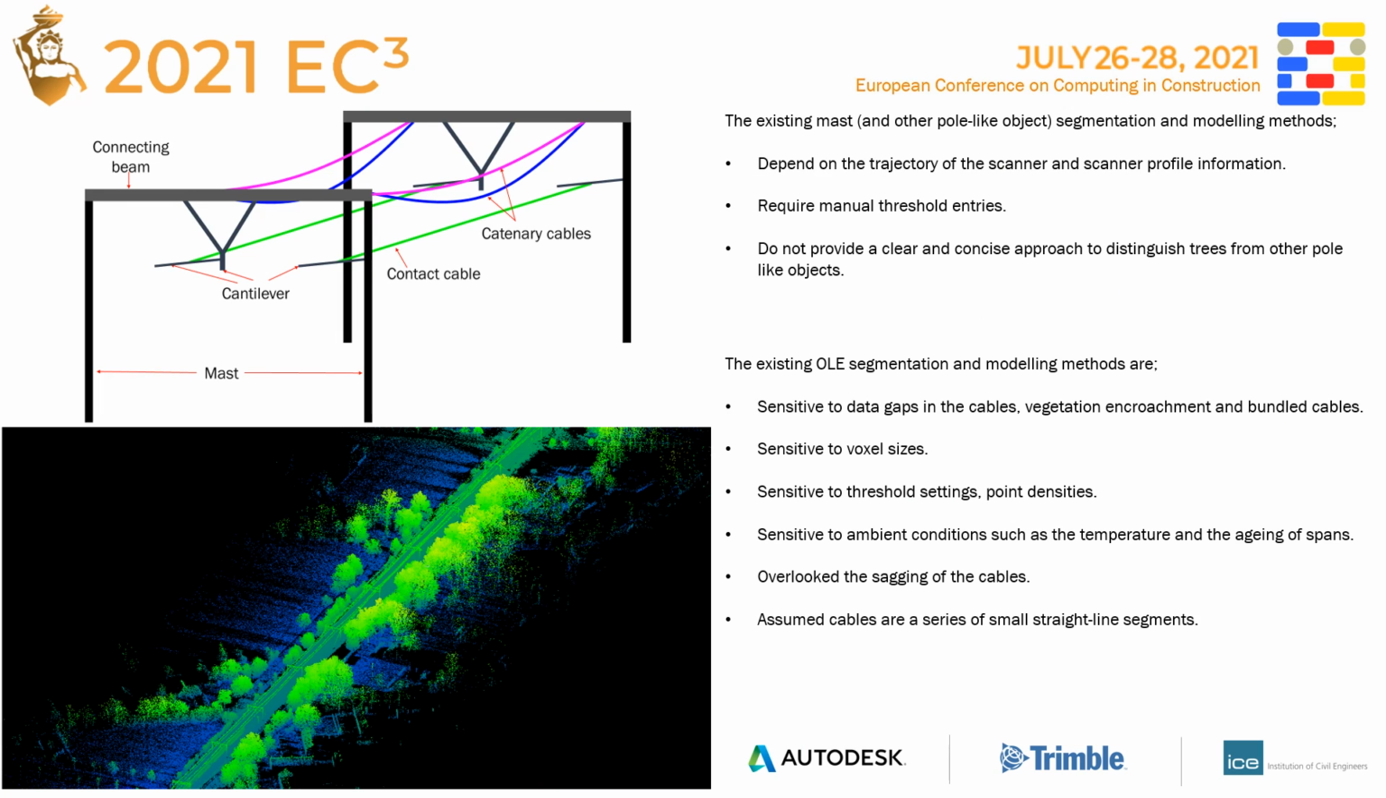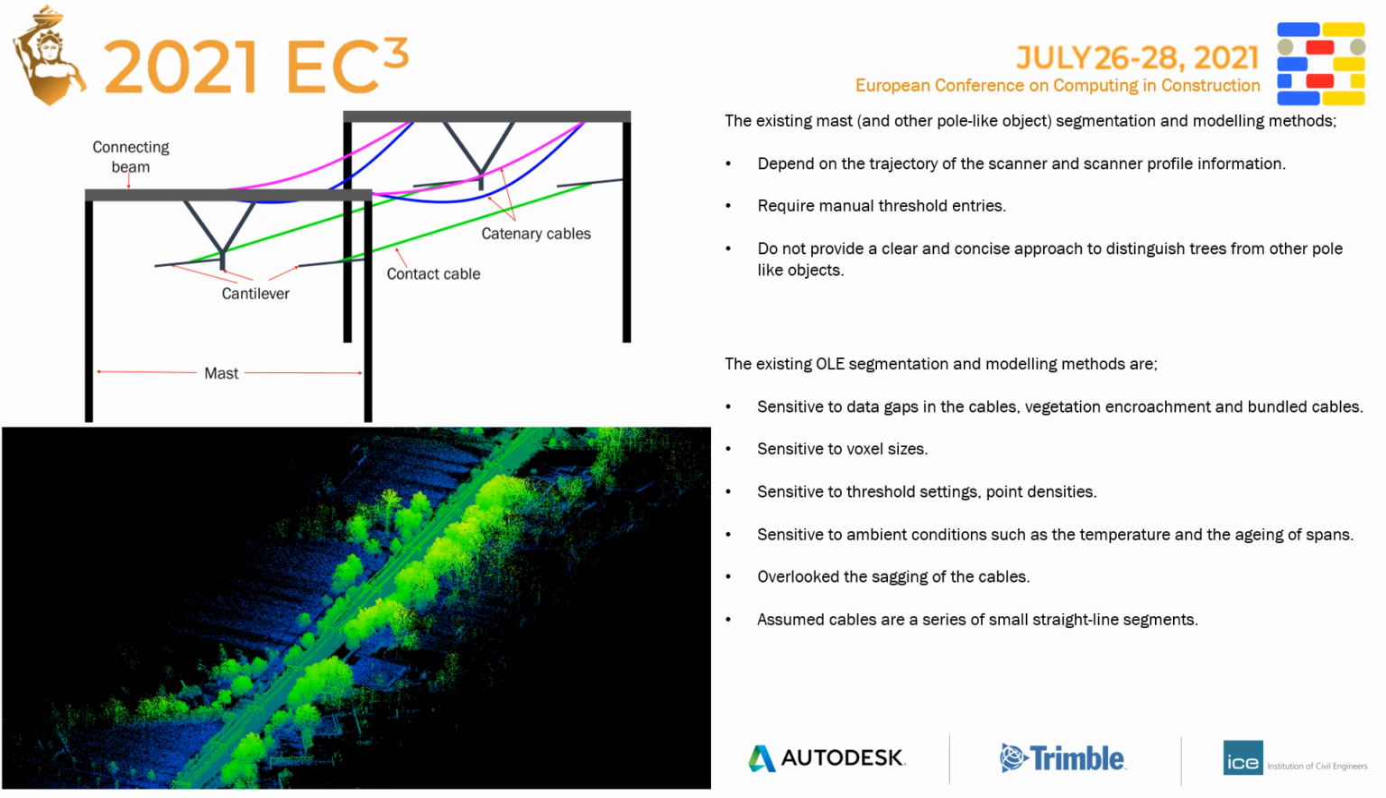Prior to defining the objectives of the research, we analyzed the existing railway element segmentation and modeling methods. For masts, we considered pole segmentation and modeling methods not only for rail infrastructure but also for road networks. From the background study we carried out, we could see that specific limitations exist.